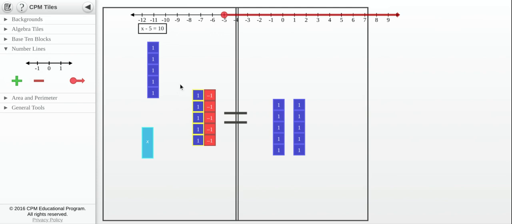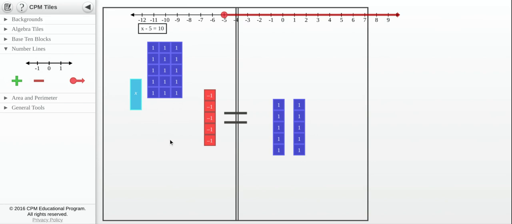What else would I need to add to that? I actually need to add another 5. So if I took 5, 10, 15 minus 5, that's actually going to give me this 10. And so my x is equal to whatever I added. And I added the 15. That's one way to look at it.